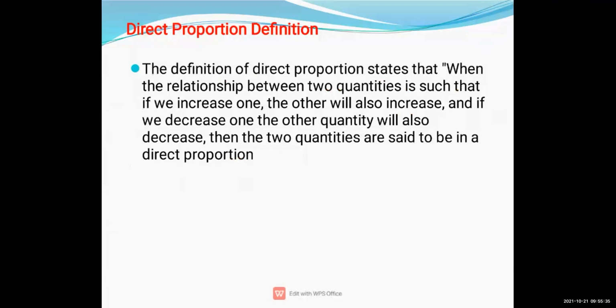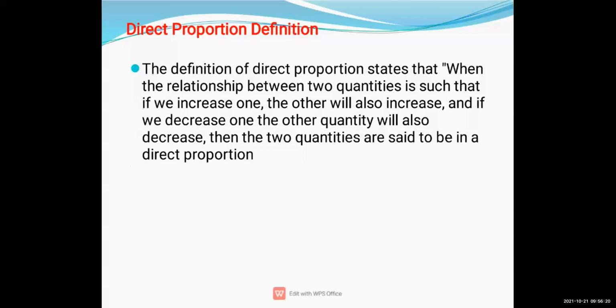When the relationship between two quantities is such that we increase one and the other also increases, and if we decrease one the other quantity also decreases, then the two quantities are said to be in direct proportion. What do you mean by direct proportion?